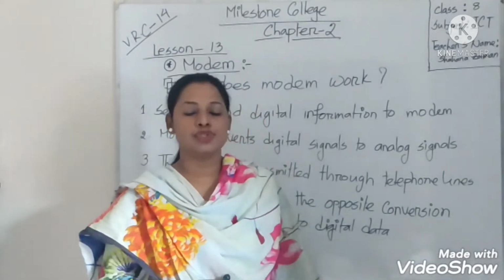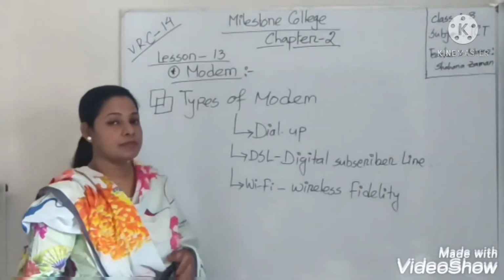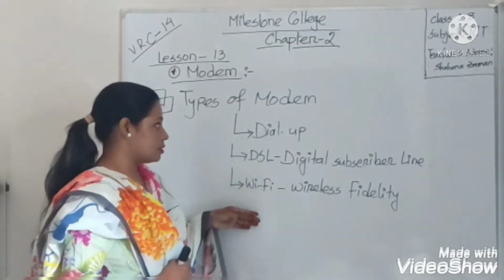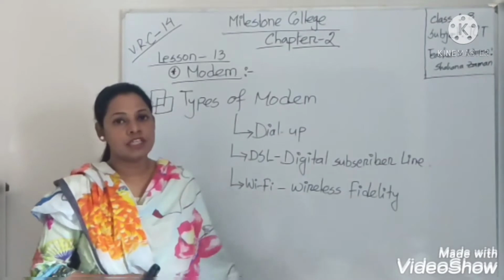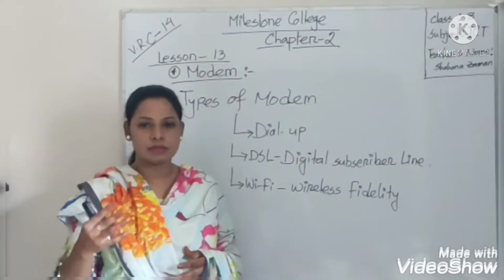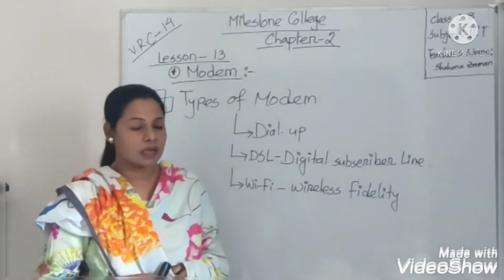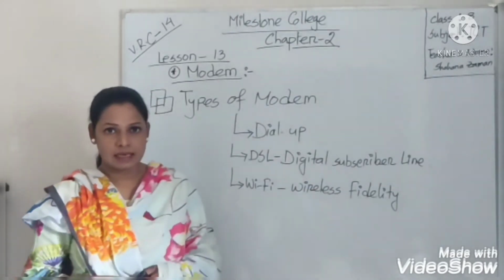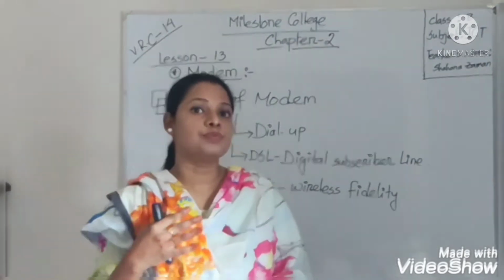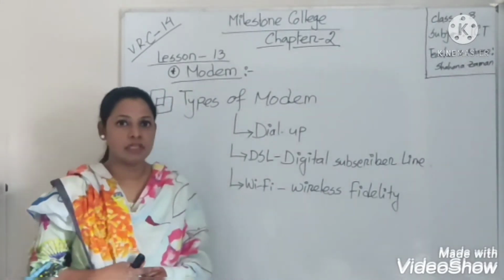Now I will show you the types of modem. See the types of modem. Based on the speed, we can classify modems into 3 types. First one is dial-up. Actually dial-up is the very earlier one and it's very low in speed, so it's not popular, and basically we are not using this one now. And after that you see DSL, digital subscriber line, and its speed is more than dial-up and it's popular nowadays. We are using it and it's available in the market.